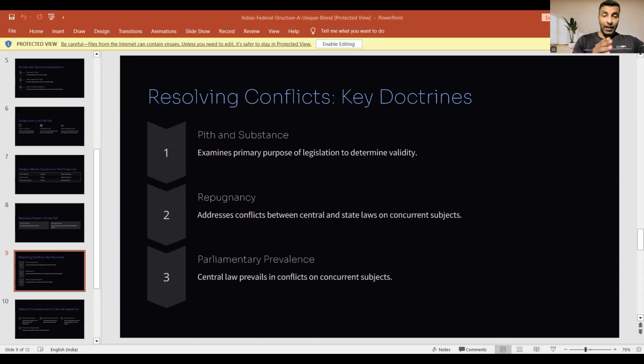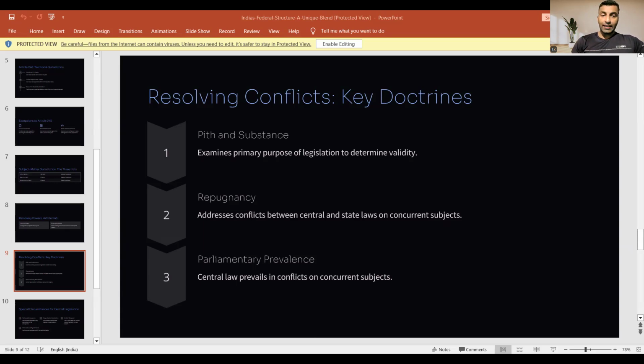And the Bengal Moneylenders Act case is a classic example of this doctrine, where the act's main intent was regulating money lending, despite incidental overlap with other subjects. There was overlap with other subjects. So here, what is the prime intent? That's what the court will look at. So in that case, it will be valid.